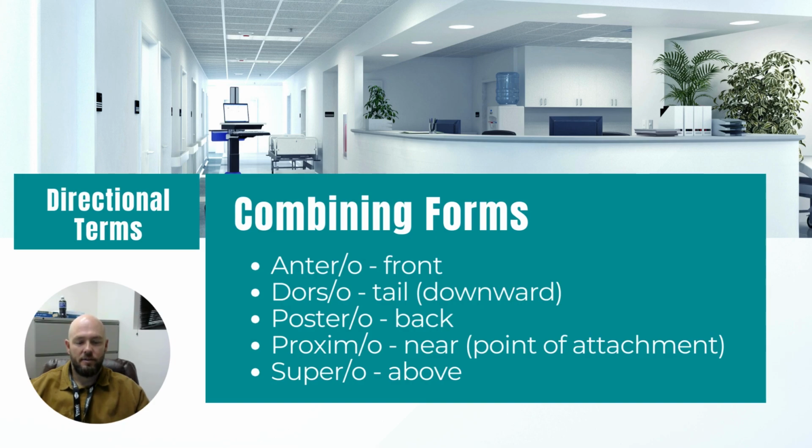Dorso, the tail. Postero is the back. Proximo, near the point of attachment. So the point of attachment of your arm would be your shoulder, and your elbow would be proximal compared to your wrist, right? It's closer to the point of attachment. Supero is above. So your neck is superior or supero to your chest.